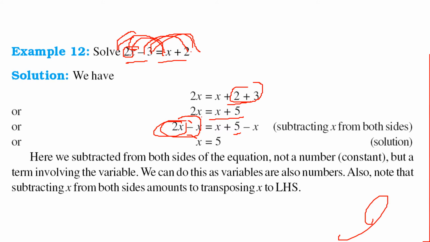What you can do, if you have 2x, we have already taken 3 here. You can subtract both sides by x so that we can eliminate x from here. So 2x minus x will be equal to x plus 5 minus x. Just cancel it. You get x equal to 5. So here what we have done, we have subtracted both sides of the equation, not by a number, but a term which is involving a variable, which is we have subtracted both sides by x. You can do this always. Okay.